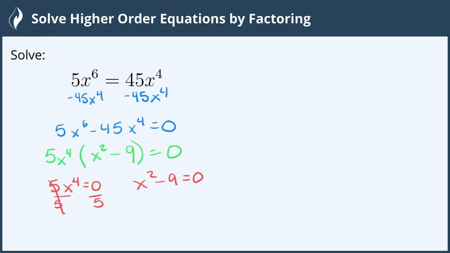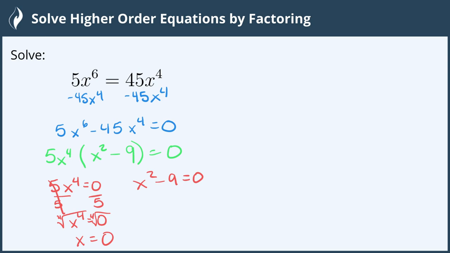We can divide by 5 because this is not getting rid of a variable, so we're just dividing by the number here. So we have x to the 4th equals 0 divided by 5 is 0, and if we do the fourth root of both of these, we get x equals 0.